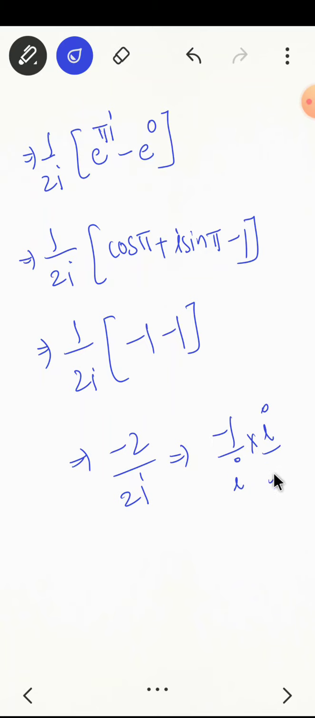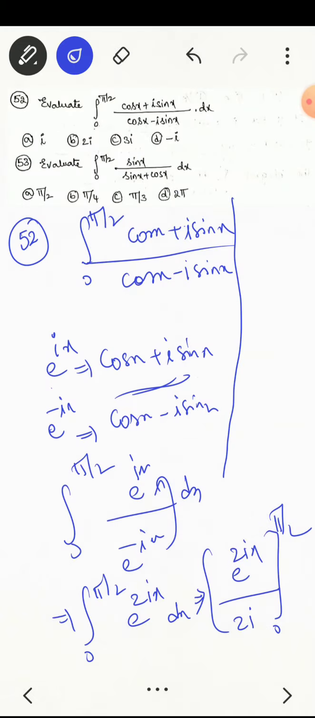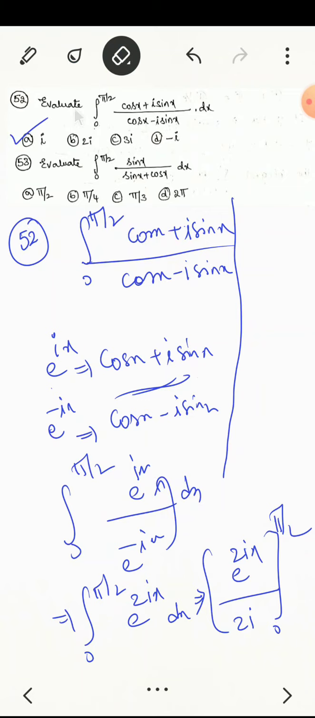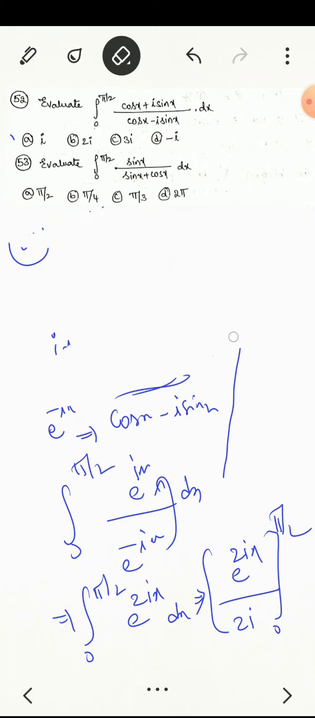I'll rationalize by multiplying by i by i. Then I'll get minus i by i square. i square value is minus 1. Minus minus gets cancelled, you will get i. So which option is correct? Option A is correct. Then let us start solving problem number 53.